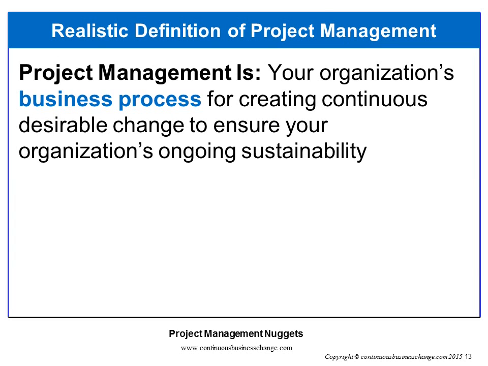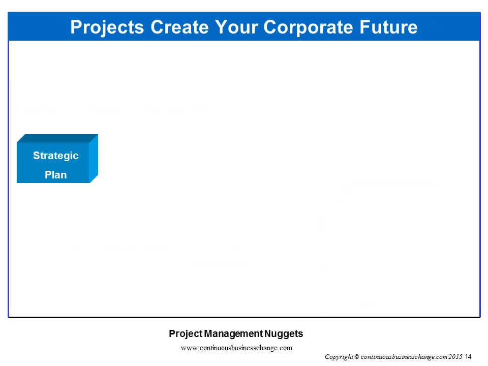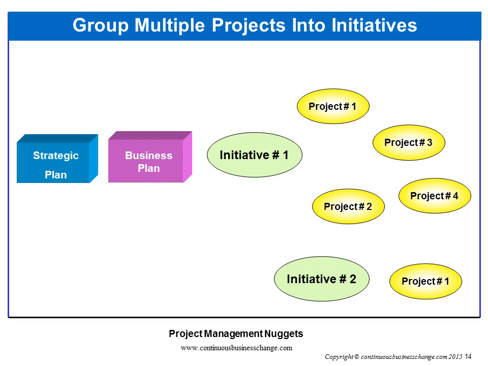So now here is our realistic definition of project management. It is your organization's business process for creating continuous desirable change to ensure your organization's ongoing sustainability. Following a project process will produce consistent results. The ideal process starts with your strategic plan, then business plan, then initiatives. Initiatives contain projects. Projects are never done for their own purpose. They need to support the organization's goals and strategies.